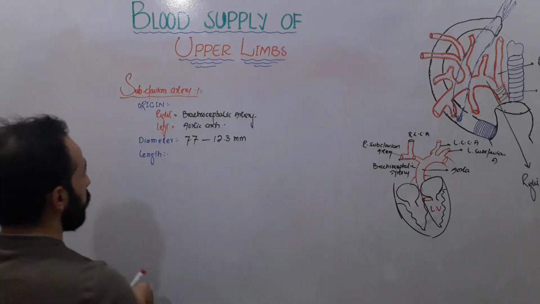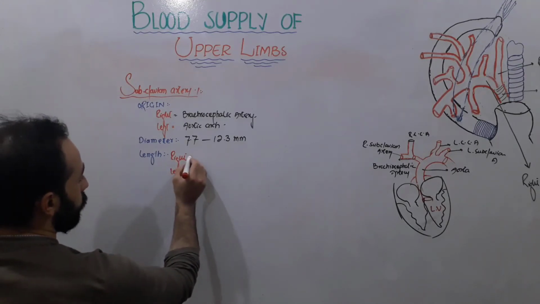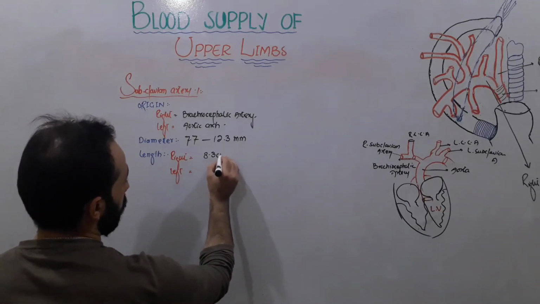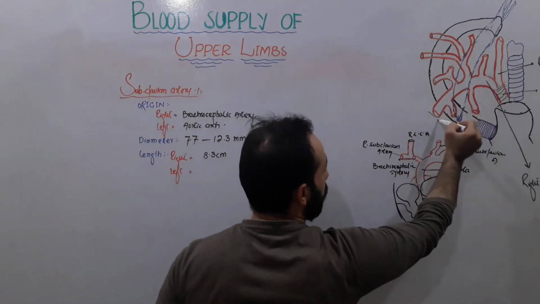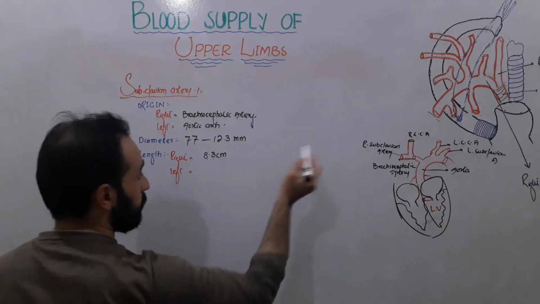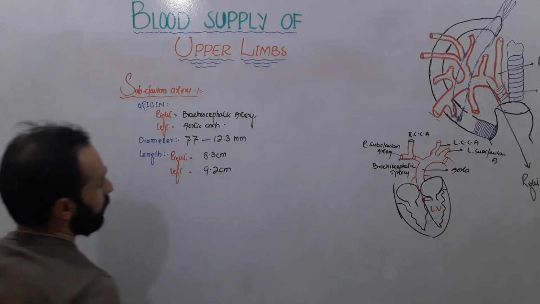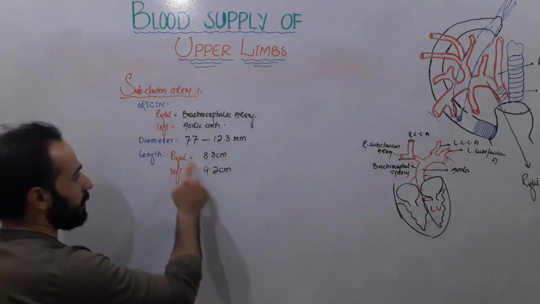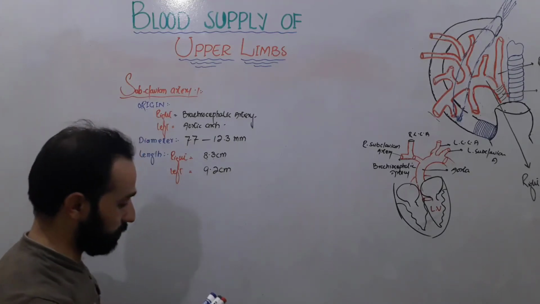What is the length of this artery? As you know, we have two subclavians, the right subclavian and the left subclavian. So the length of the right subclavian artery is about 8.3 centimeter, right? As it bifurcates from here, it comes like this. So up to here, this is the subclavian artery, right? The length of the right subclavian artery is about 8.3 centimeter, and the length of the left subclavian artery is about 9.2 centimeter. So the left subclavian artery is a little lengthier than the right subclavian artery, right? So this was some basic things regarding both of the subclavian arteries.